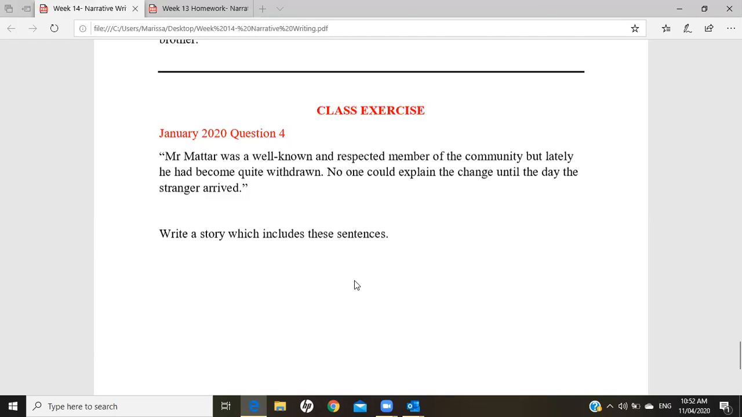Anybody else know what they would write about? It could be he's about to lose his mortgage and the bills are mounting up, and he saw the stranger. Good, and the stranger could actually be who? Like someone from the bank?